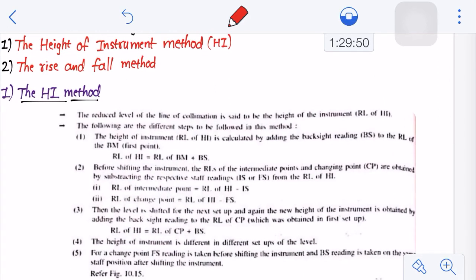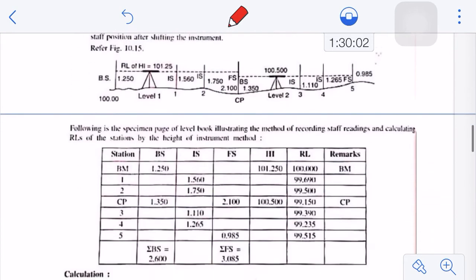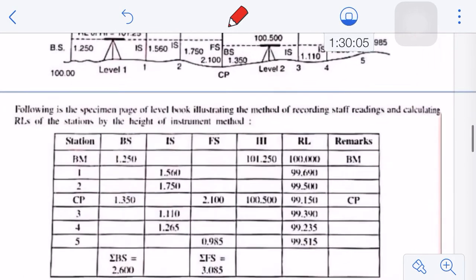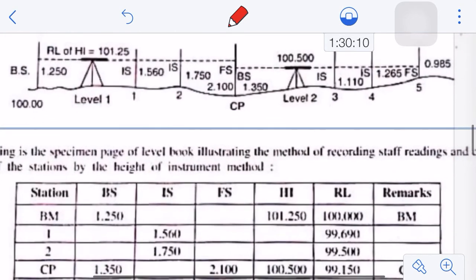So as you can see here on the screen, there are two methods available for computing your reduced levels in leveling. The first one is known as height of instrument method, HI, and the second one is known as rise and fall method. So let's understand the first method, which is nothing but your height of instrument method. And as I said, I'll try to discuss this method with this simple figure. I hope this figure is visible to you. Yeah. So let's start discussing this first method now.